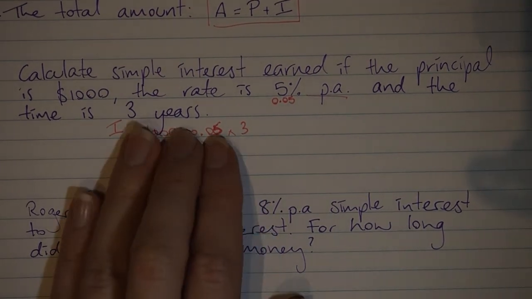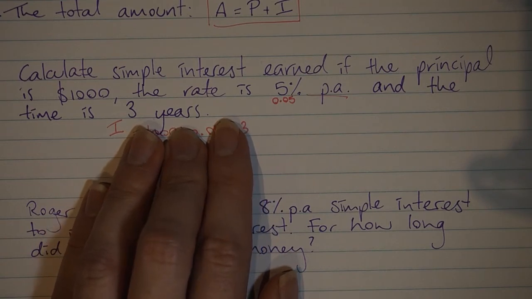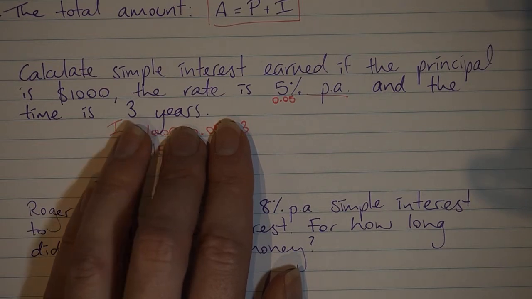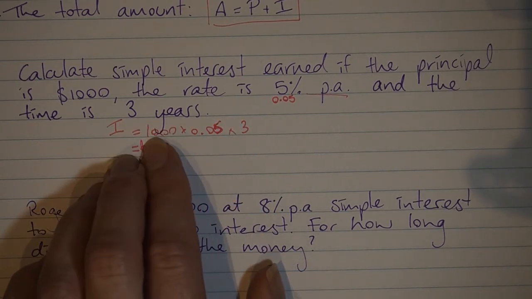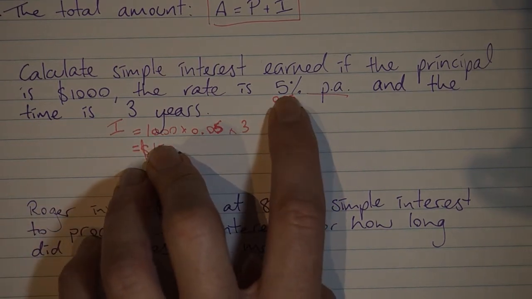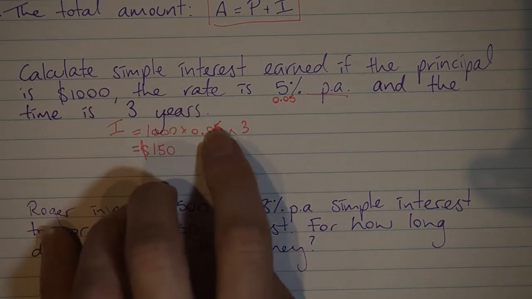So our first question that we'll have a look at is just inputting values straight into the formula as they're given. So calculate simple interest earned if the principal is $1,000, the rate is 5% per annum, and the time is 3 years. So we pop it in, I is equal to, our principal is 1,000, multiplied by our rate, which is 5%, so that becomes 0.05, and the time is 3 years.